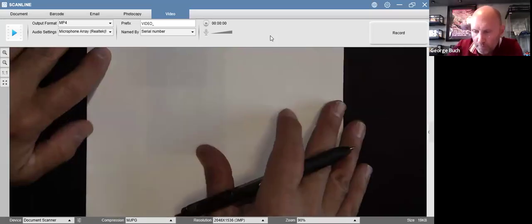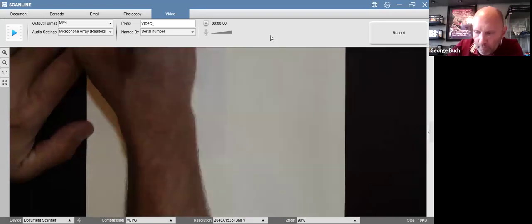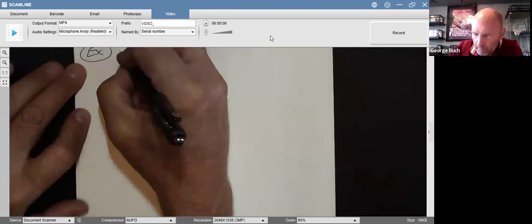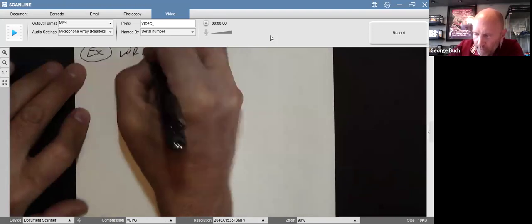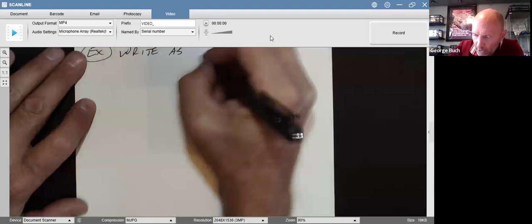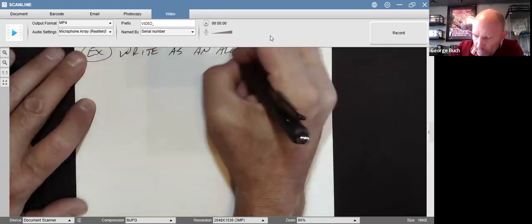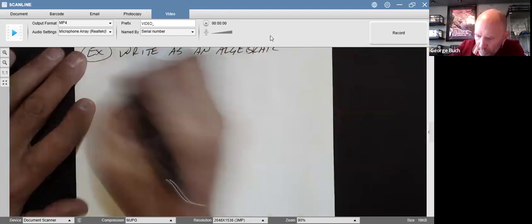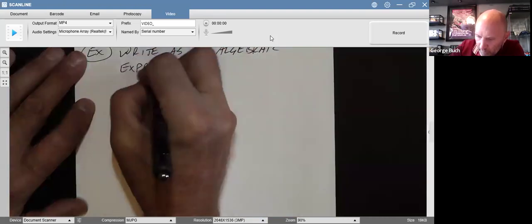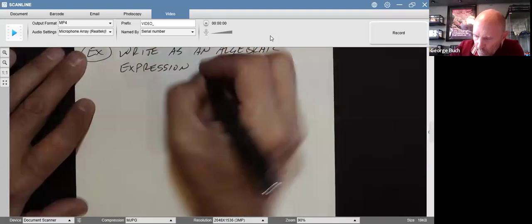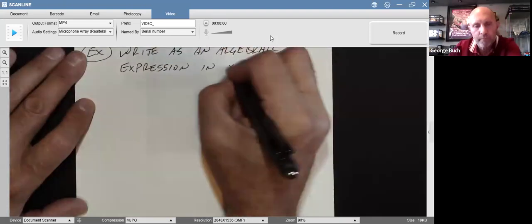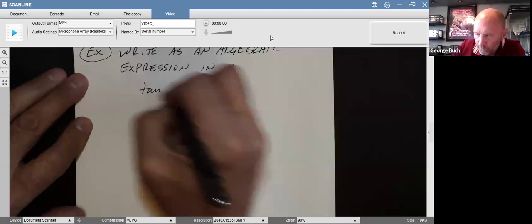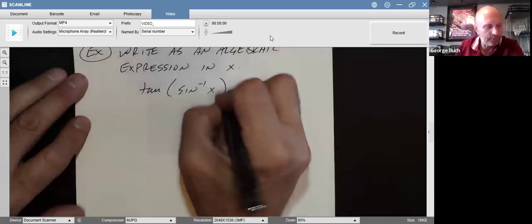The next problem. Whoops, let me slide that down. Write as an algebraic expression in x, and I have tangent of sine inverse of x.